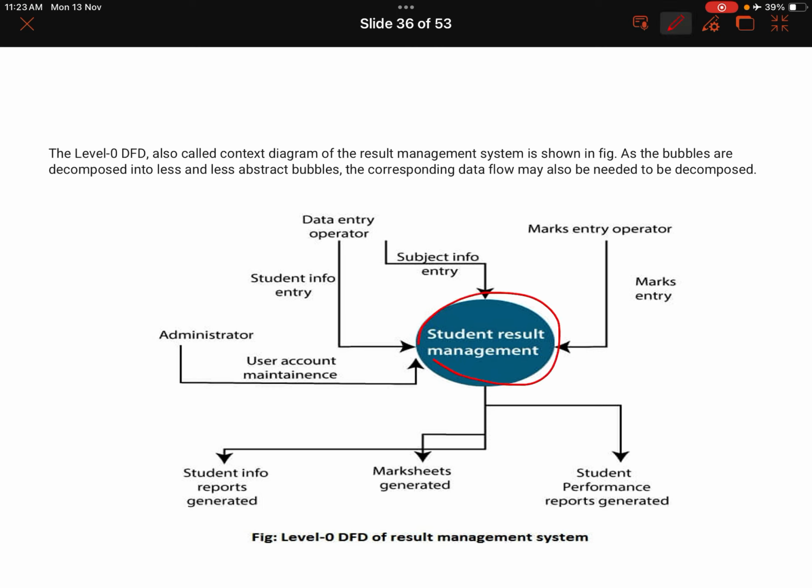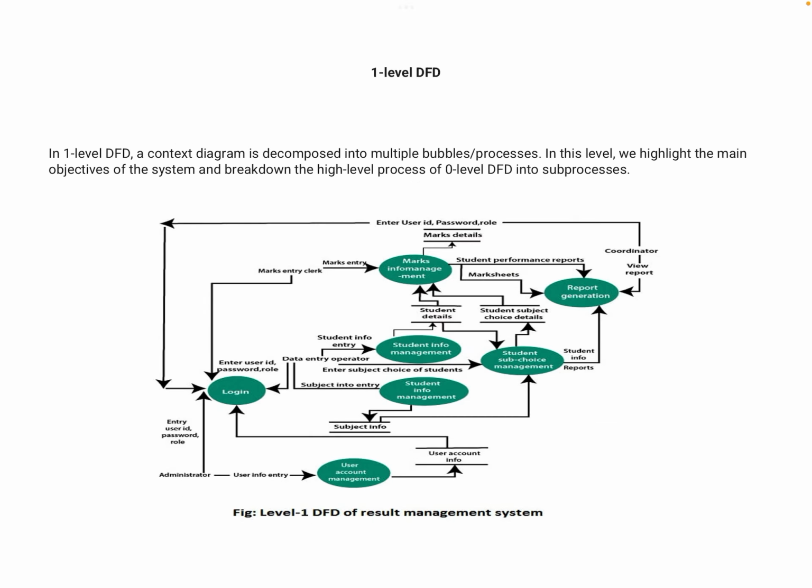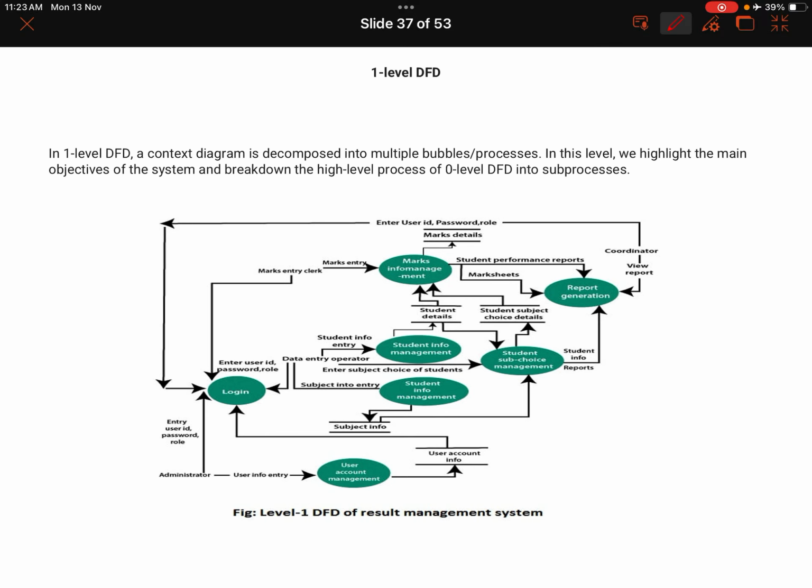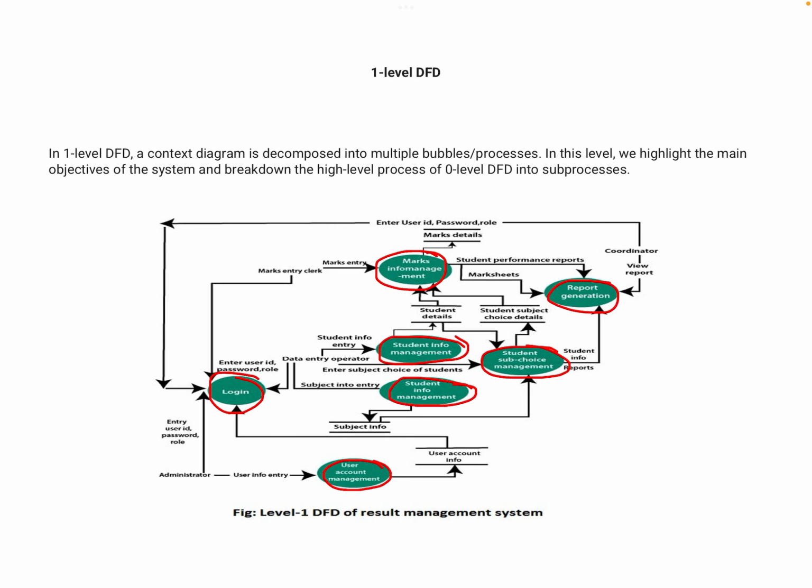In level 0 DFD, you will just have one bubble, that is the student result management, and you will have outgoing arrows and incoming arrows. In level 1 DFD, now the bubbles will be increased and you will have mark information, report generation, student subject choice management, student info management, user account management, and you will have a login. So you will have multiple bubbles in level 1 DFD.